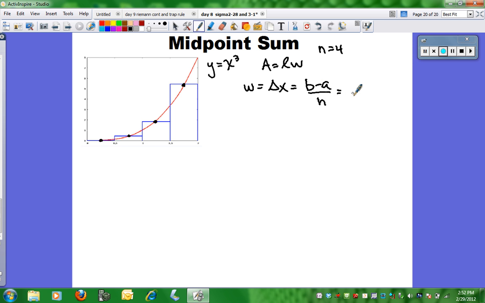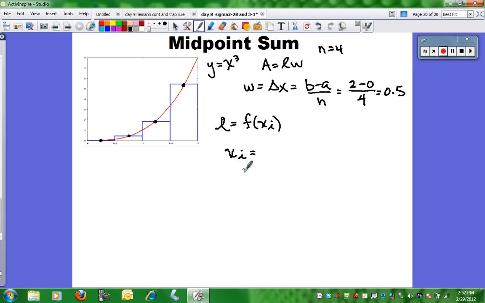We still have b minus a over n, b being 2, minus 0, over n, which is 4, which is 0.5. Alright, our length is still going to equal f of x sub i, but now we have to come up with a formula for x sub i.